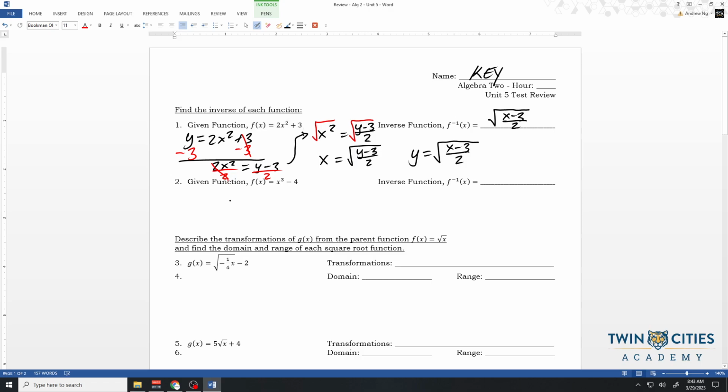So let's do that with problem number 2. F of x equals x to the third minus 4. So step 1, change this to y. Y equals x to the third minus 4. Step 2, let's solve for x. So let's add 4 to both sides. X cubed is equal to y plus 4. And then we'll take the cube root of both sides. So x is equal to the cube root of y plus 4.